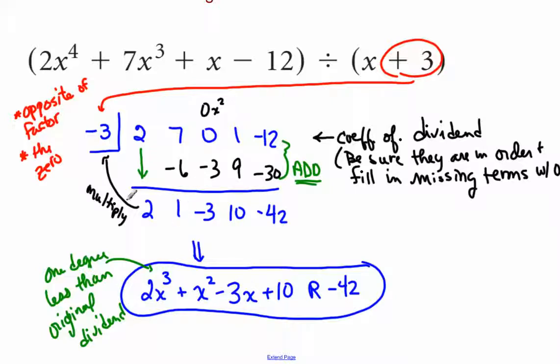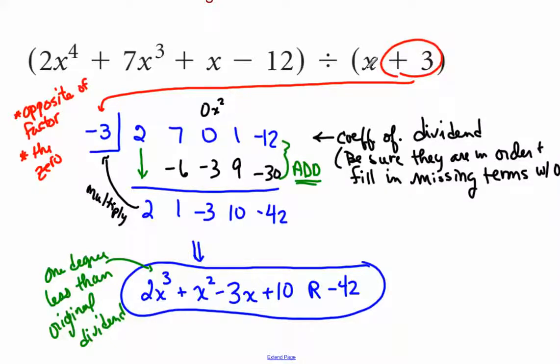Then we do that again. We multiply, get negative 3, put that in the middle. And then we add, and that gets us negative 3. Then we multiply again, negative 3 and negative 3 is a positive 9, and we add, and that gives me 10. And then I take 10 times negative 3, gives me negative 30, and I add one more time and get negative 42.